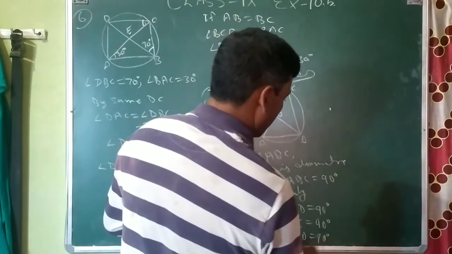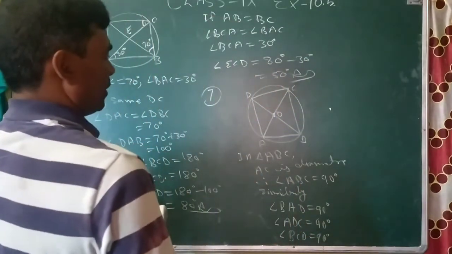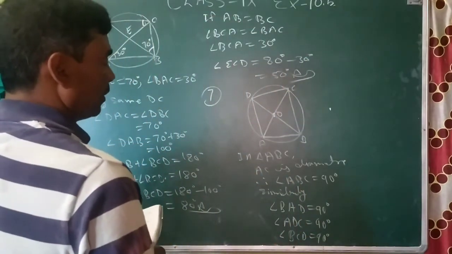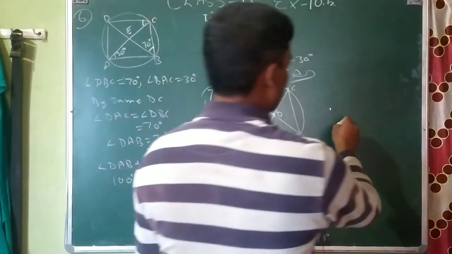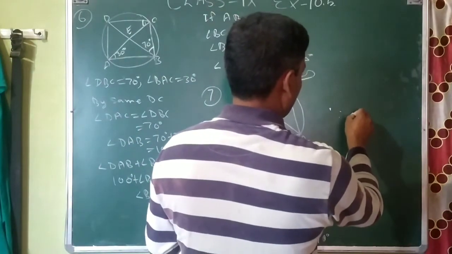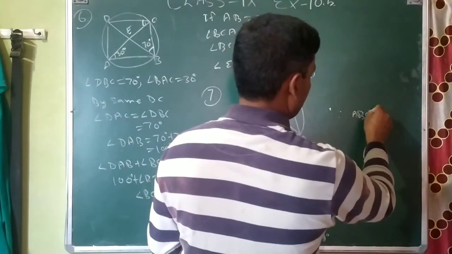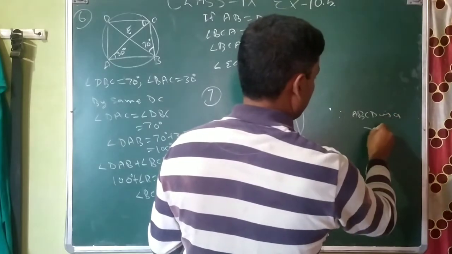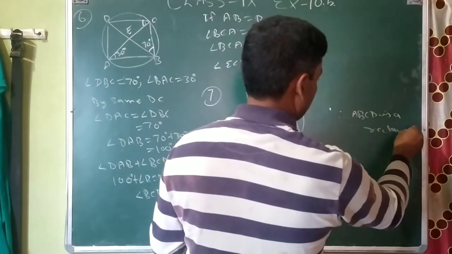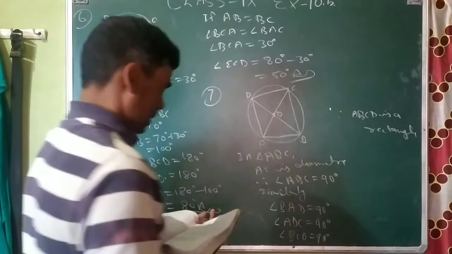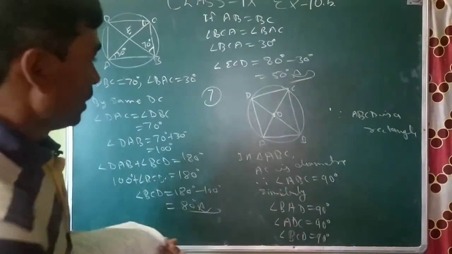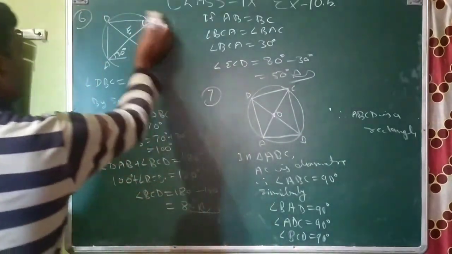If all angles are 90 degrees and the diagonals are equal, then ABCD is a rectangle. Now the eighth question.